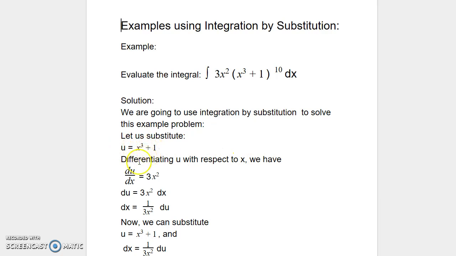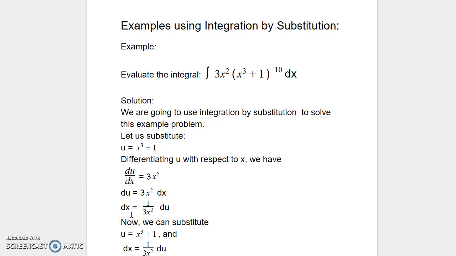Since u is a function of x, we want to differentiate it with respect to x. du by dx is equal to 3x squared. d by dx of x cubed is 3x squared, and then d by dx of 1, which is a constant, is 0. So we did not write that. 3x squared plus 0 is still 3x squared. So we can write this as du is equal to 3x squared dx, like that.